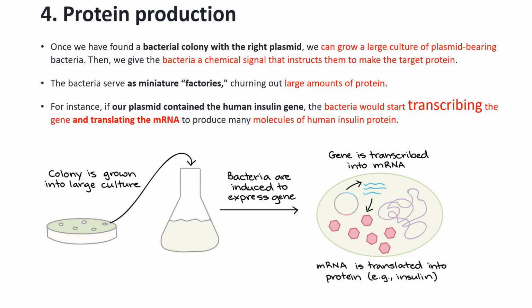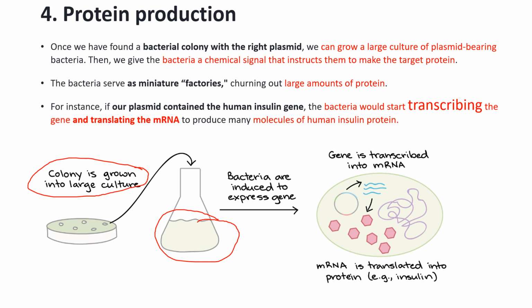So in a diagram, what are we saying? First, a colony is grown into a large culture. So this is a large culture of bacteria that contain our DNA of interest. It is chemically signaled. This indicates a colony that has been cultured with an increased pool of the human DNA or the gene of interest. The bacteria are induced to express the gene. So the bacteria are chemically induced so that they can express the gene they are carrying.